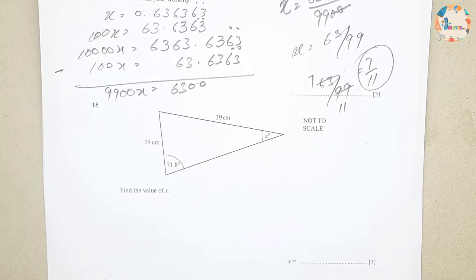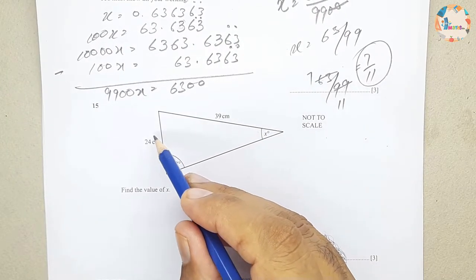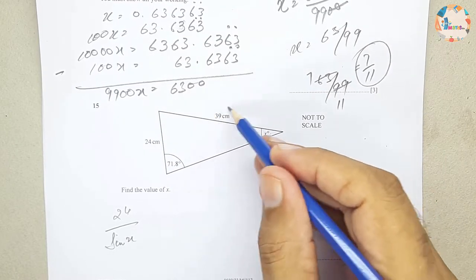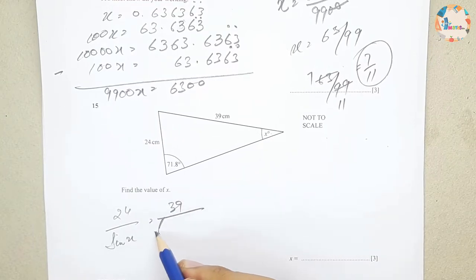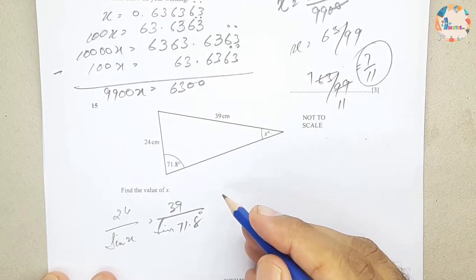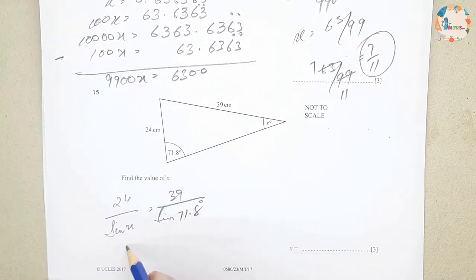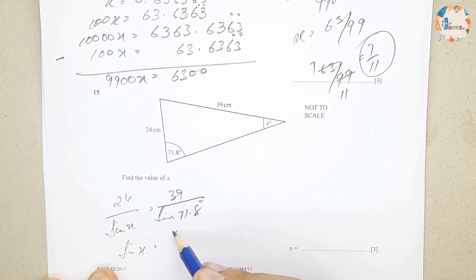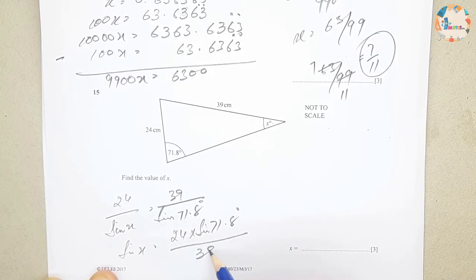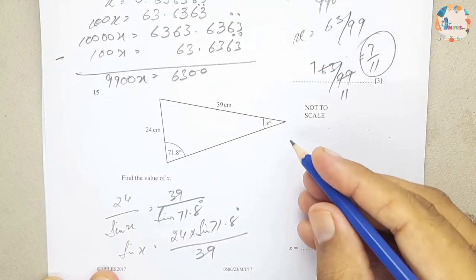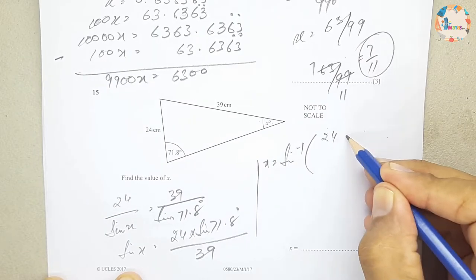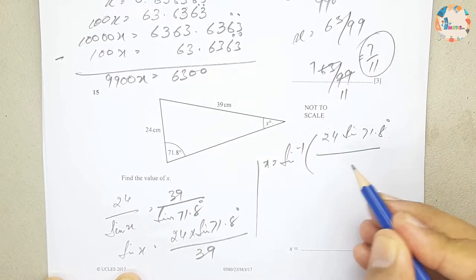Then question number 15, find the value of x. Basically the sine rule we can apply. 24 over sine x, this divided by this will be equal to this, 39 divided by sine of 71.8 degrees. So this implies sine x, we can shift to this side, so sine x is equal to 24 into sine of 71.8 degrees divided by 39. Now x will be equal to sine inverse of 24 sine 71.8 degrees divided by 39.